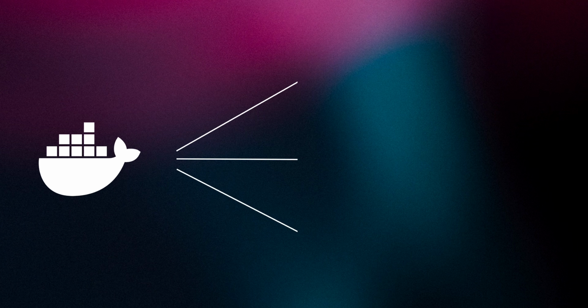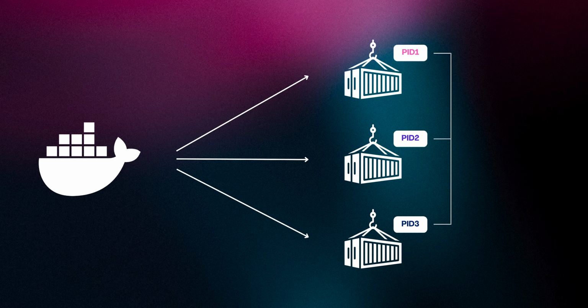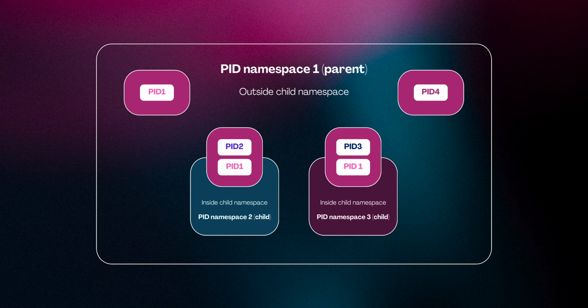When Docker creates containers, it makes sure that each container has its own set of process IDs. This way, the IDs are unique and not shared with other containers or the host system. They do this by using PID namespaces. This helps to keep processes separate and it prevents them from interfering with each other.